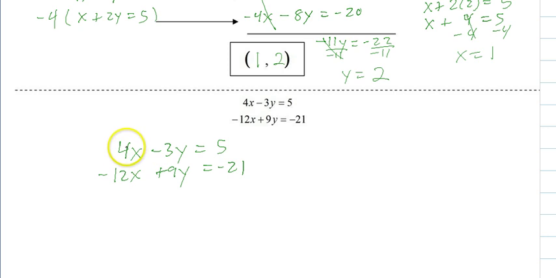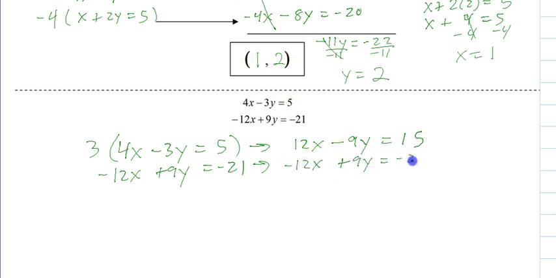And the LCM for 4 and 12 is 12. So if we multiply this one by 3, it will give us the 12x. And on the bottom, we can just transfer it. And now when we add them, wait, what's happening here? Everything cancels, which means we get a 0, and that's a minus 6.